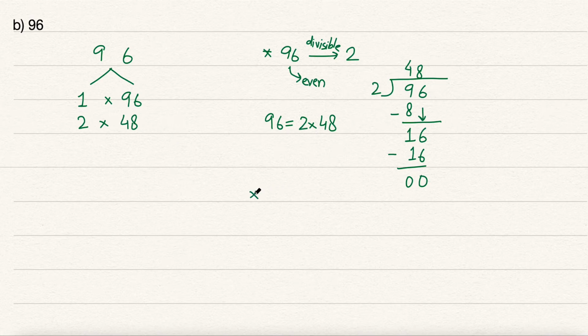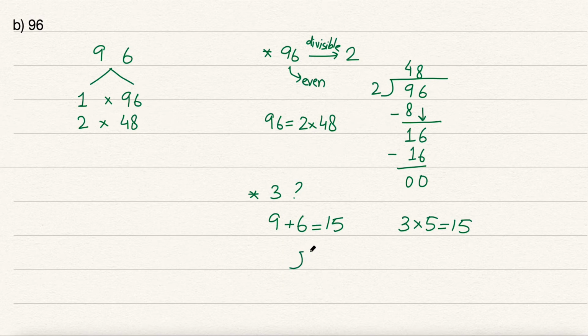Now check if 96 is divisible by 3. In order to check, we have to find the sum of the digits in the number 96. 9 plus 6 is 15. Is 15 divisible by 3? Yes, 15 is divisible by 3. How? Because 3 times 5 is 15.